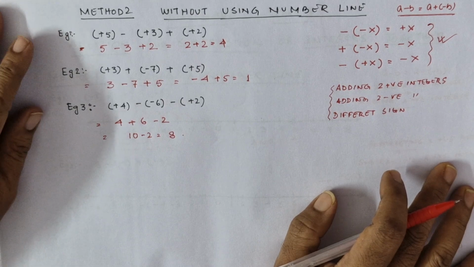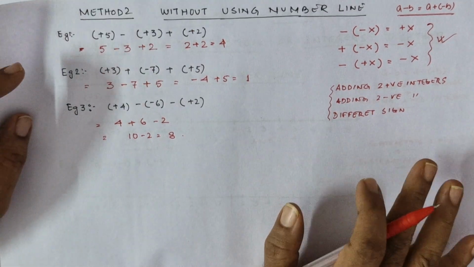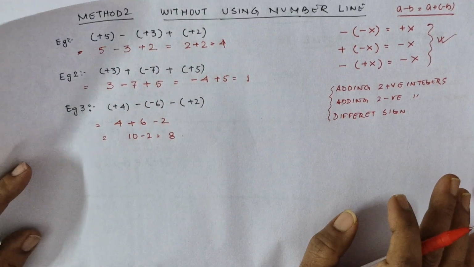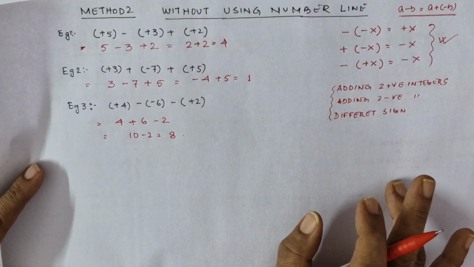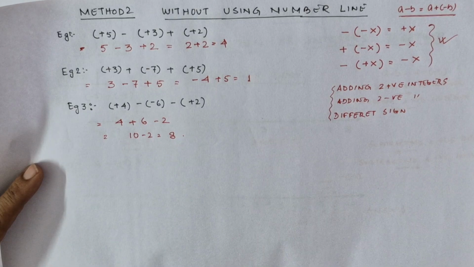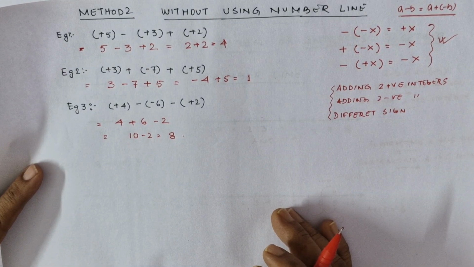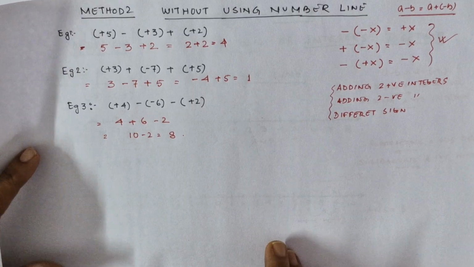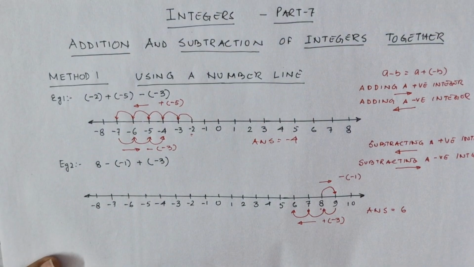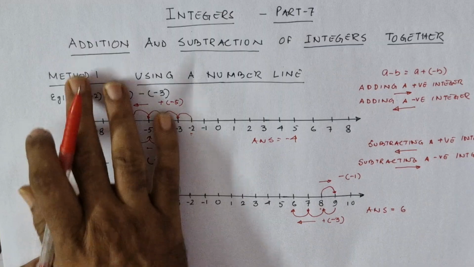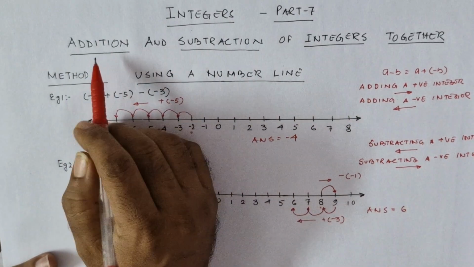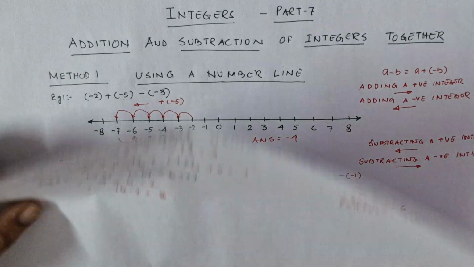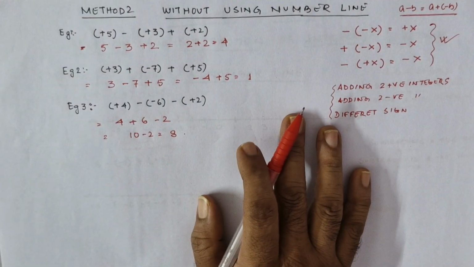We will be doing only addition and subtraction, because we do not have multiplication and division of integers in class 6. We will get those in the next class, in the class 7 syllabus. So in class 6 we have addition and subtraction. Today's lecture we have learned how to add and subtract integers in one go using a number line and without using a number line.